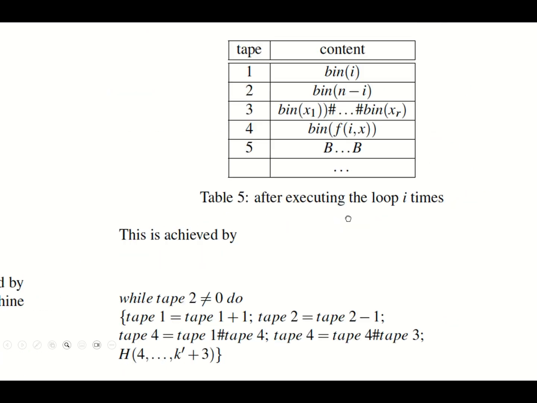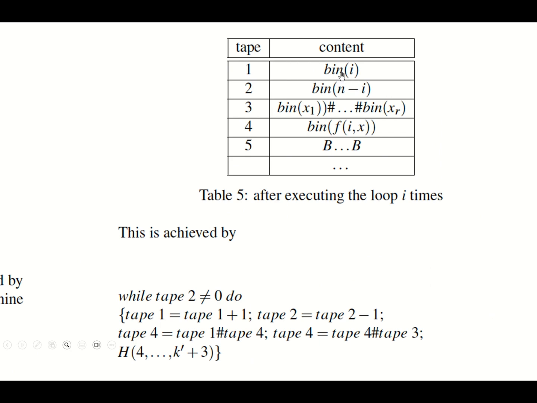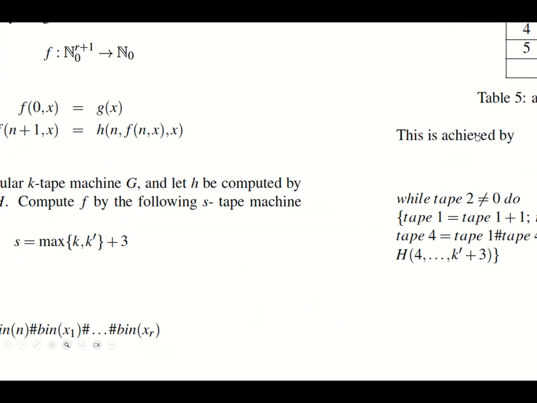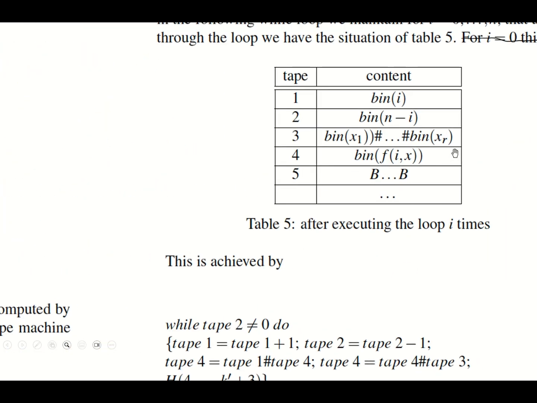Initially, when I initialize this whole thing, this is after i iterations. When i is 0, this says n, this says 0, this says n, and this says whatever the input is. And what does this say? This is f0x, which is gx. Initially I just put g there, so this is gx initially.